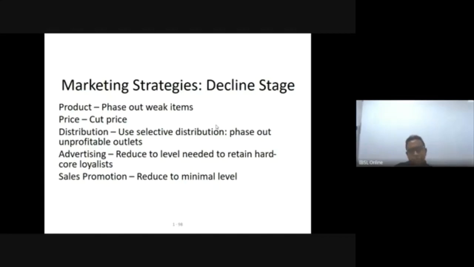So the BCG matrix and the product life cycle are very useful for understanding which stage a product is at, and after understanding the stage, you can have various strategies to increase your profitability, sales, and growth. Through your BCG analysis and the product life cycle, there are certain things to be done in the introduction stage, growth stage, maturity stage, and decline stage.